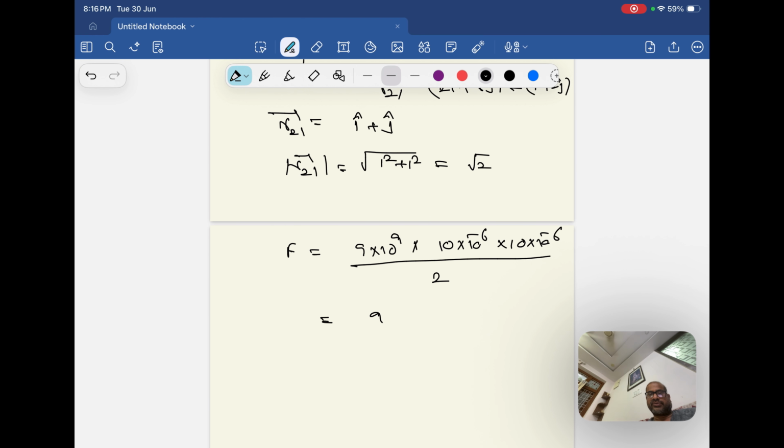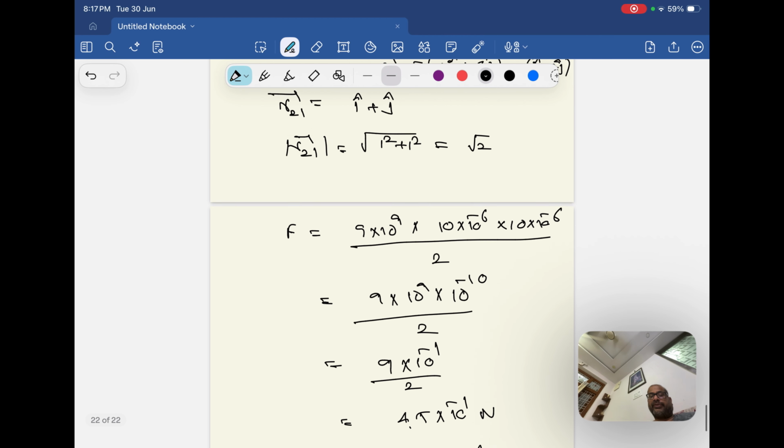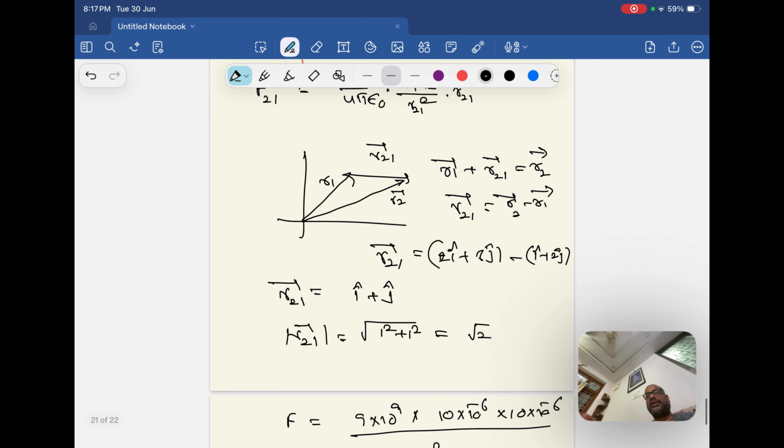Simplify. This becomes 9 into 10 power 9 into 10 power minus 5 and 10 power minus 5, that is 10 power minus 10, divided by 2. This becomes 9 into 10 power minus 1 by 2, which is 4.5 into 10 power minus 1 Newton, which becomes 0.45 Newton. Okay, and direction how? This is the magnitude of the force. Direction will be radially outward.